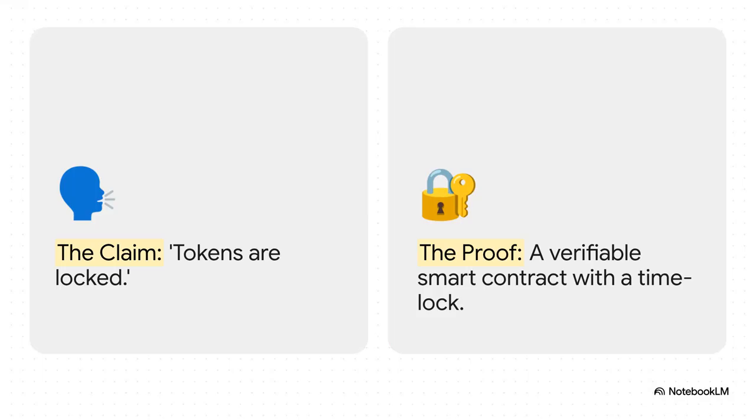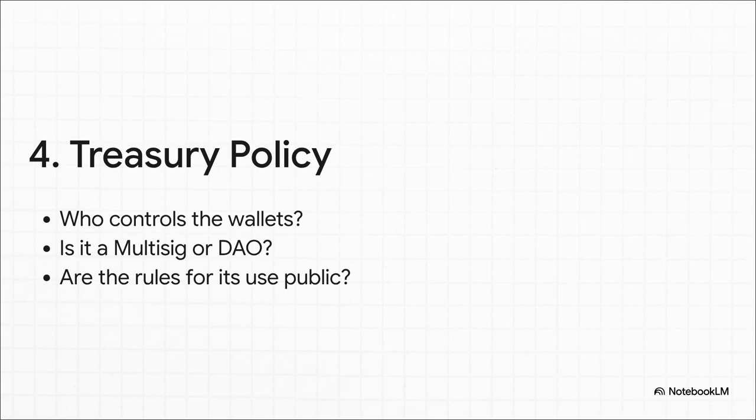Let me be crystal clear about this. The word locked means absolutely nothing without on-chain proof. A promise is not a lock. A blog post is not a lock. A spreadsheet is definitely not a lock. The only thing that counts as a lock is a verifiable smart contract address that you can go and look at yourself.